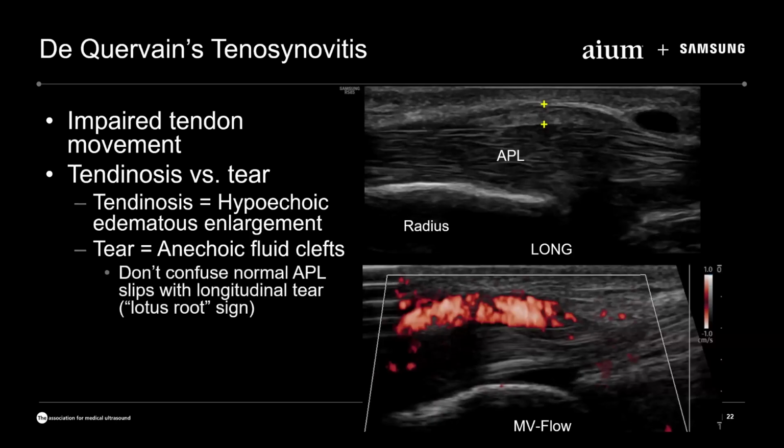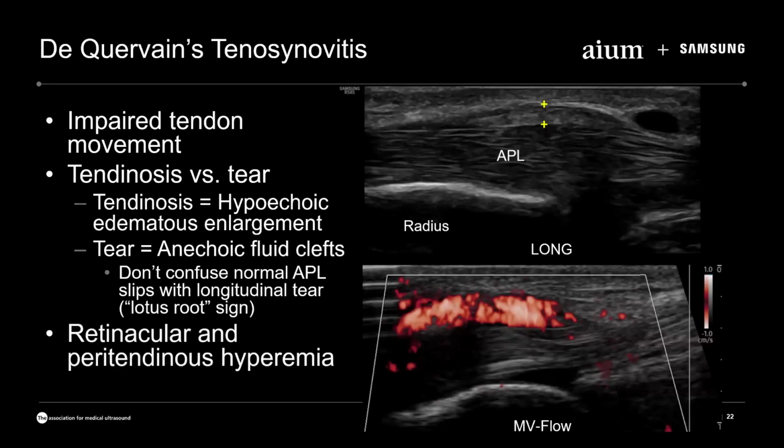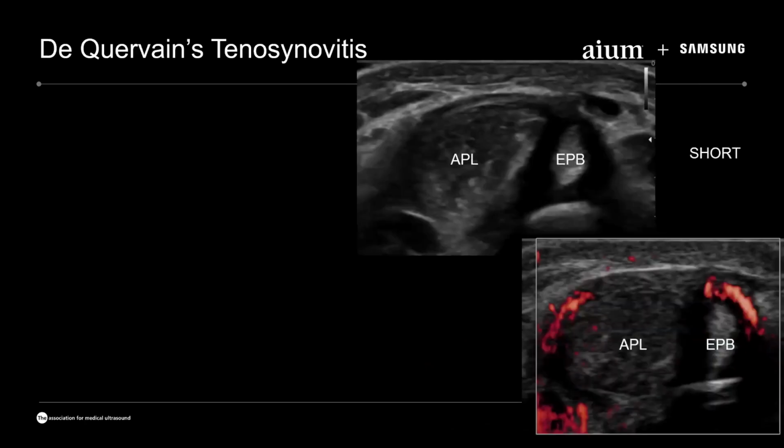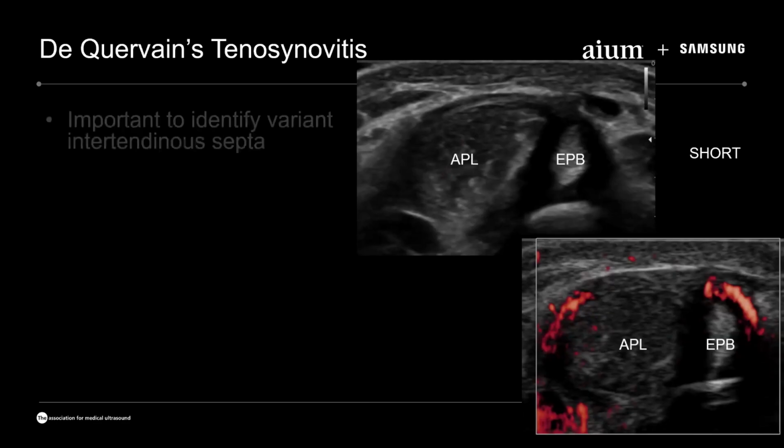And again, don't confuse that normal APL slips with the tear, the lotus root sign. And when severe, we'll see this kind of retinacular hyperemia and also some peritendinous hyperemia. Here, with the same patient, we're turning on short axis. You can see some of that peritendinous hyperemia. Notice how the APL is hypoechoic and tendinosis there. You notice anything else here, which is a variant that's important to identify? Well, there's some fluid here asymmetrically around this EPB tendon. We don't see that extending around the APL.